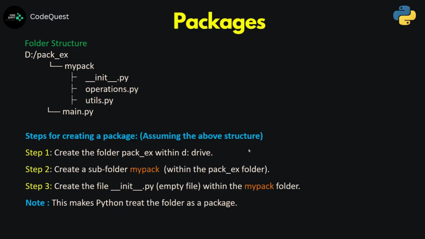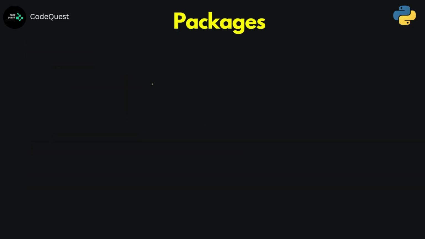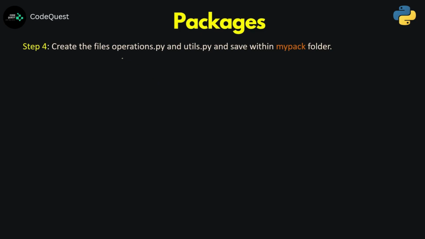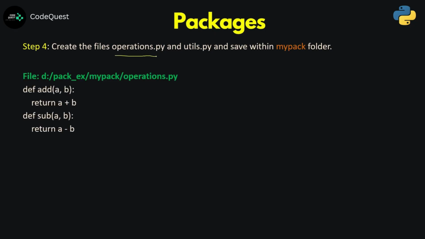So once this step is done, I can say that this mypack folder is now going to be treated as a package. Once the package is created, we are supposed to create the modules which we want to keep inside the package. Now here we have taken operations.py as one module, utils.py as another module. So these are the two modules which I am keeping within the package that is nothing but mypack. So let's say operations.py has two functions, say add and sub, which return the sum and difference of the arguments that are specified here.